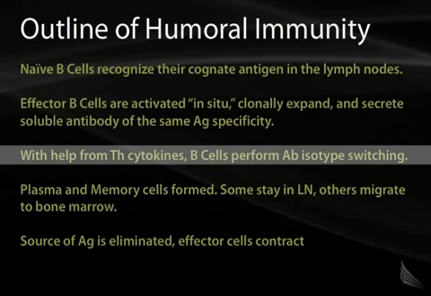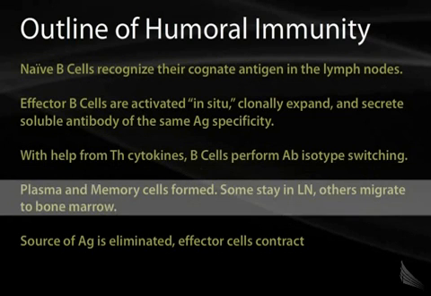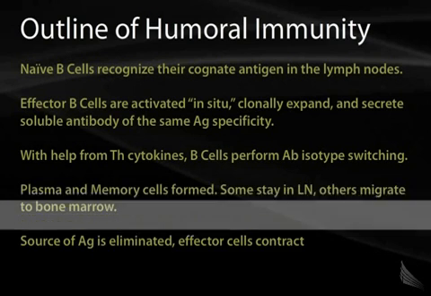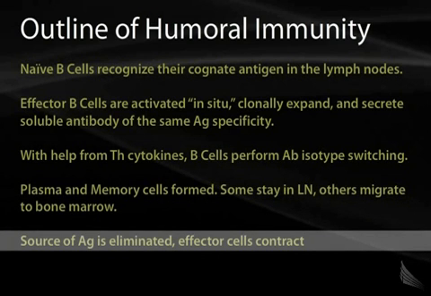With the help from T helper cytokines, these B cells can perform what we call antibody isotype switching, and we'll get to that in a little while. Plasma and memory cells are formed at the end of the day, with plasma cells being the antibody factories, memory cells being there for secondary responses. Some stay in the lymph nodes, others migrate back to the bone marrow. The source of antigen is eliminated in the effector cells. Those plasma cells again go through a contraction phase where they will die off.